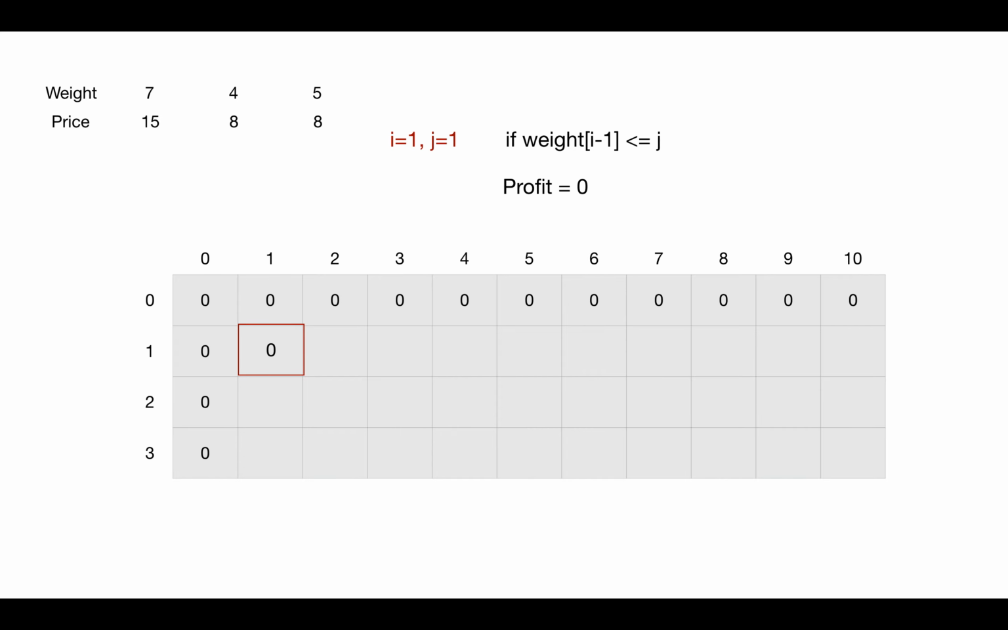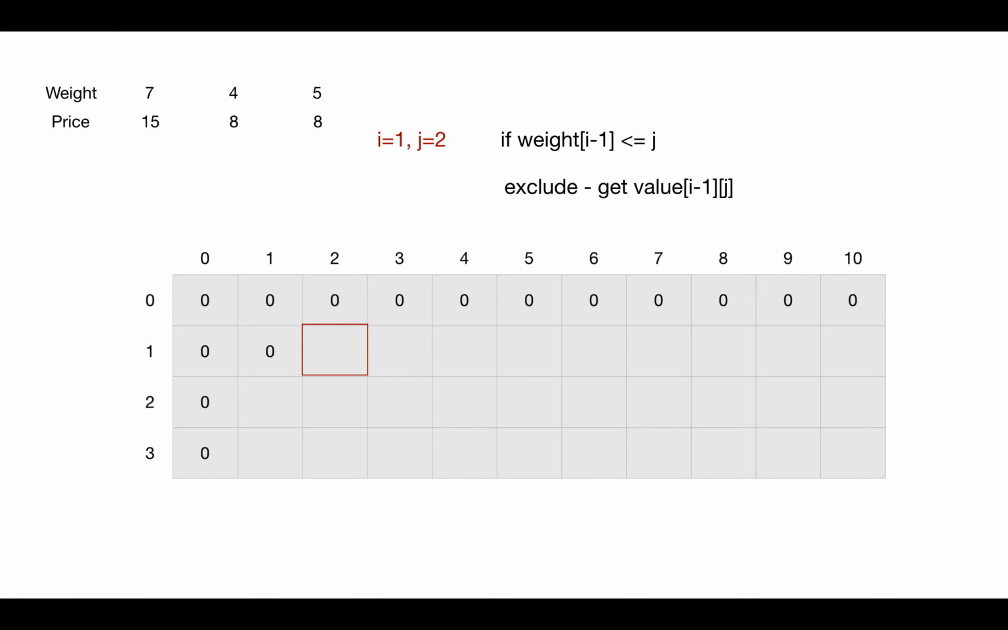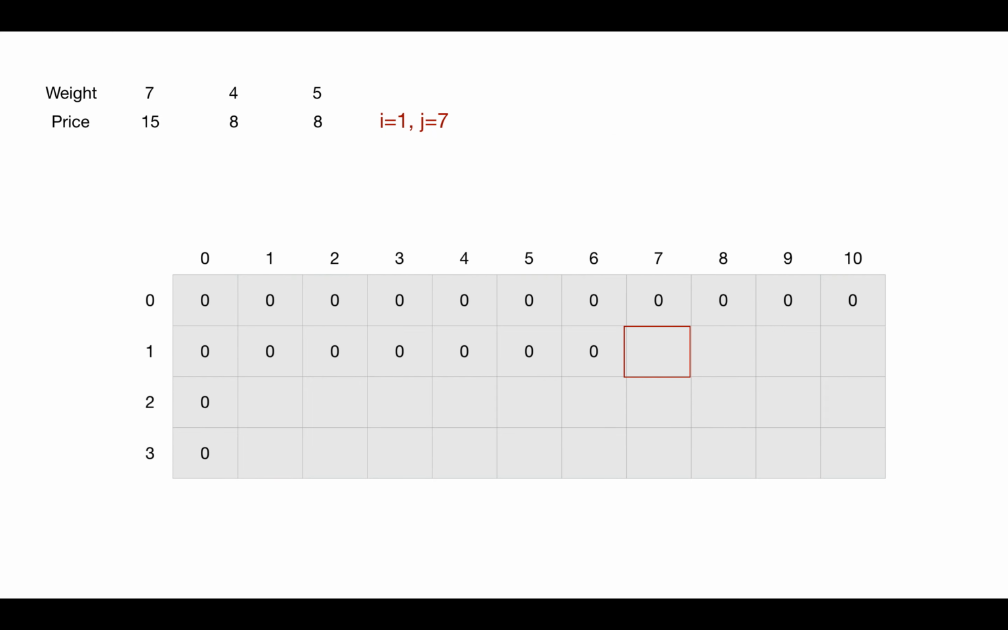Next, for capacity 2, again we cannot add the i minus 1th element, that is the first item. So we exclude it and update the profit of the 0, 2 cell. This will continue till j is equal to 6. Now when j becomes 7, we have a knapsack of capacity 7, right? So this time we can put one item, item 1, with weight 7. So we check the profit when we include this item.